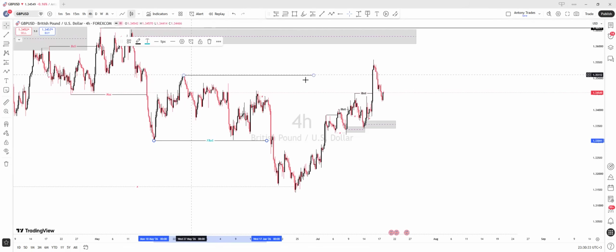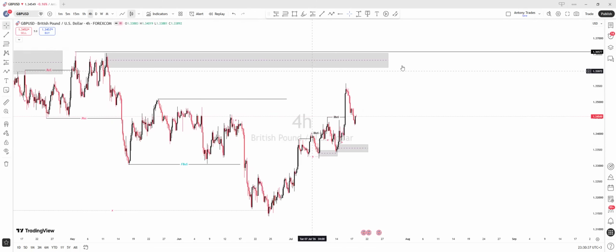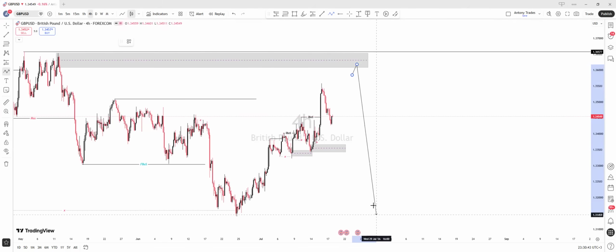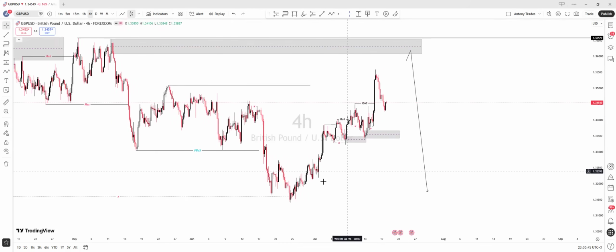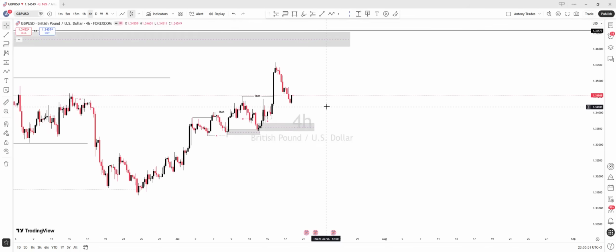Why? Because this never swept liquidity. That's why you are seeing the market is closing above there. So what am I anticipating? I'm anticipating the market to come to this supply zone that we are seeing around this area, and then we look for sales from there to target all this low. So my buyers on GBP USD, I'm also looking for buying opportunity.